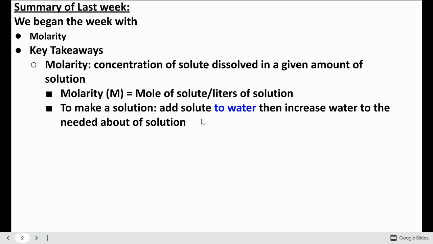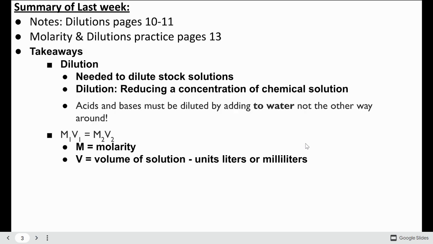To make a solution, and this is what you're going to be doing in the lab today, you're going to add solute to water and then increase the water to the needed amount of solution. So you'll take a certain amount of water, put that in your graduated cylinder, add your solid, and then increase the water until you get your total amount of solution that's needed.